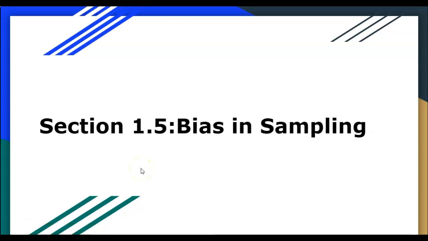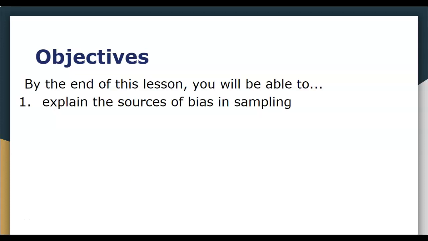Welcome to section 1.5 Bias and Sampling. In this lesson, you should be able to explain the sources of bias in sampling. Remember, the goal of sampling is to obtain information about a population through a sample. And now that we know how to obtain samples, we must also be aware of the problems that may arise in sampling. One of the problems that may arise is bias in sampling.